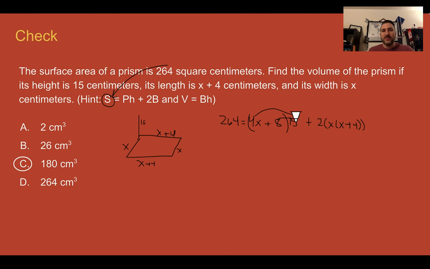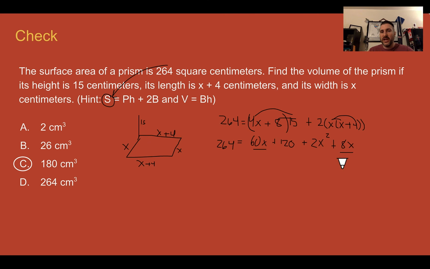So I'm going to distribute stuff out. So 15 times 4 is 60 with the x. 15 times 8 is 120. Here I have x times x, which is x squared times 2. So 2x squared. X times 4 is 4x times 2 is 8x. So just by distributing, they're all positives. My numbers become pretty easy to use pretty quickly. This is still equal to 264.